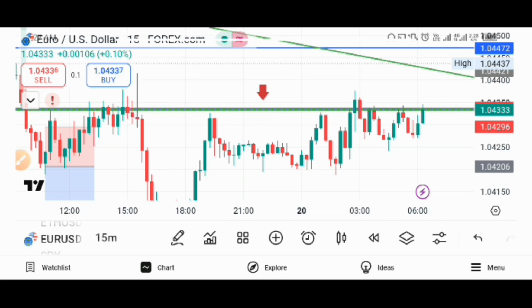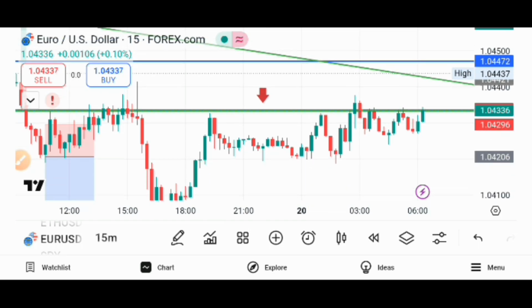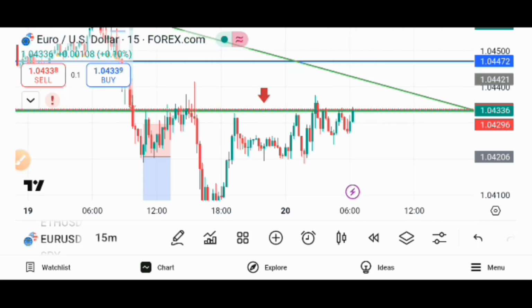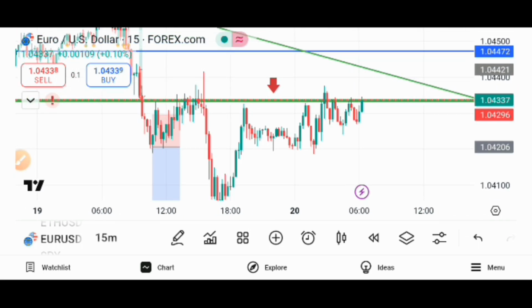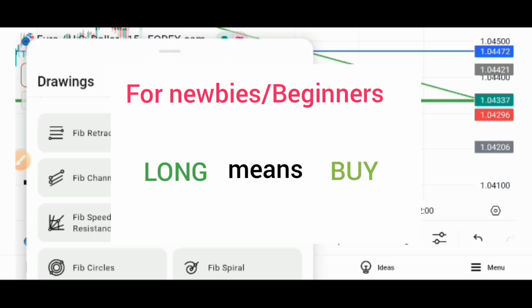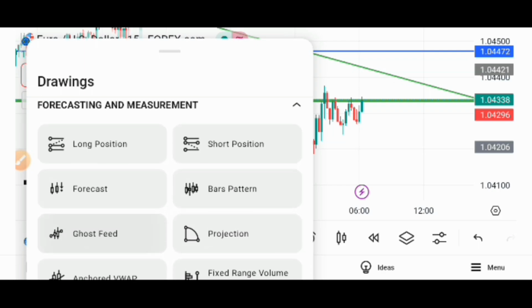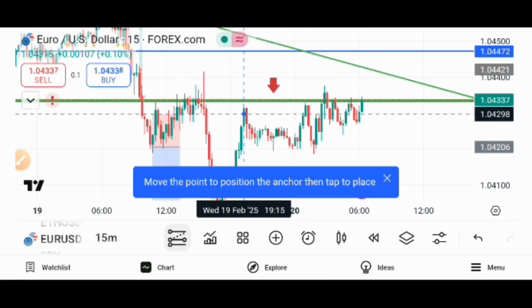This is 727, so it's not yet the London section. So I'll go in for long in this trade. For the new people, long means buy. I'll go in for long. Long means buy. If you are shorting, it means sell. So long means buy. So I want to go in for long.